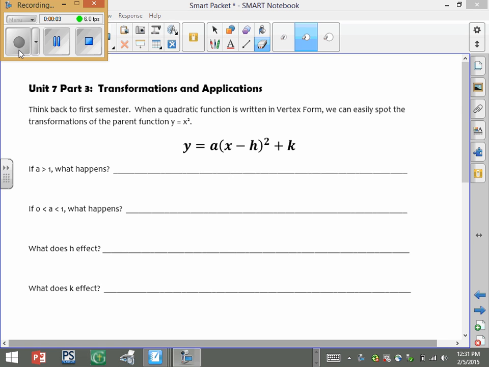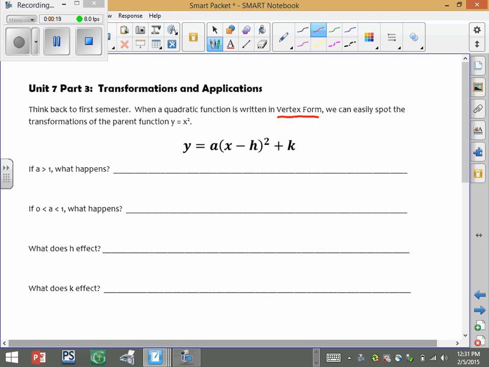This particular video is going to take a quick look back, actually a review of what we did first semester with the transformations. If you think back to what we did first semester with inside versus outside, when these functions are written in vertex form, which you see right here below us, you can see the transformations pretty easily. You see A right here, A is outside, which means it's a vertical move. Remember, if A is above 1, that's going to be a vertical stretch. If A is between 0 and 1, in other words, if it's a fraction, like 1/2, 1/3, that's a vertical compression.